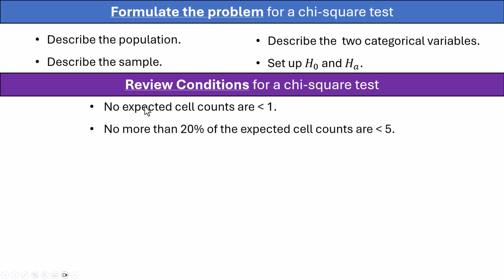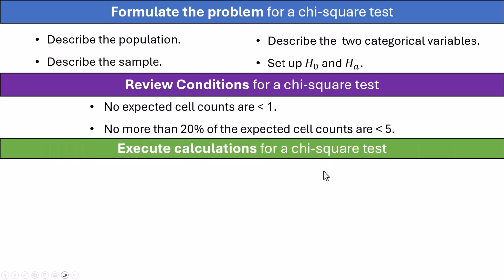So we must calculate the expected counts and make sure that none of them are less than 1, and that no more than 20% of them are less than 5, kind of like a sample size requirement. Then we can go ahead and execute the calculations for the chi-square test. Now there are formulas that you can use to do this step, but we're going to be using the TI-84 calculator matrix and a function called the chi-square test.